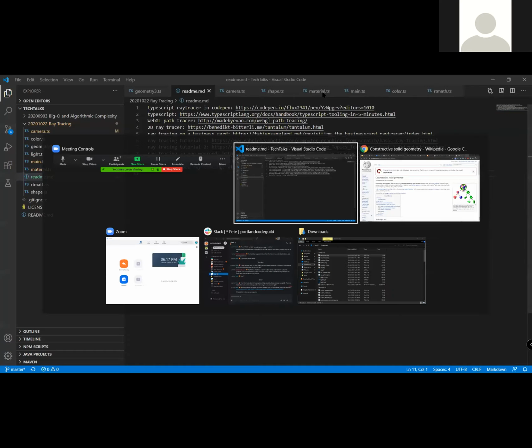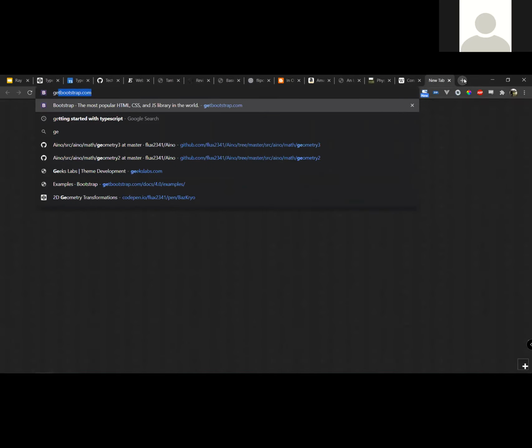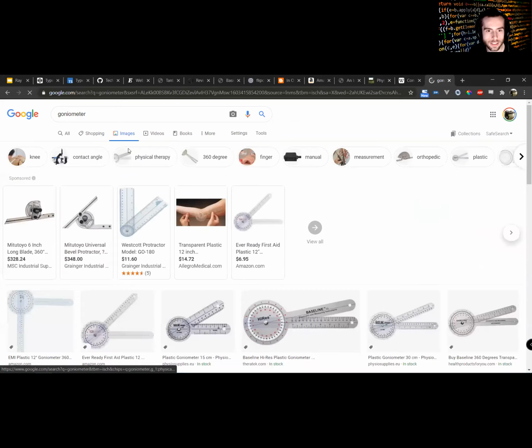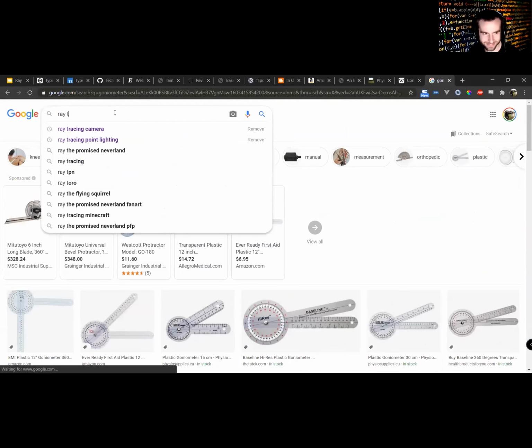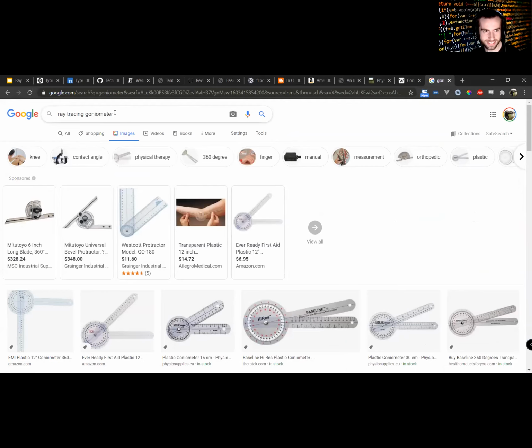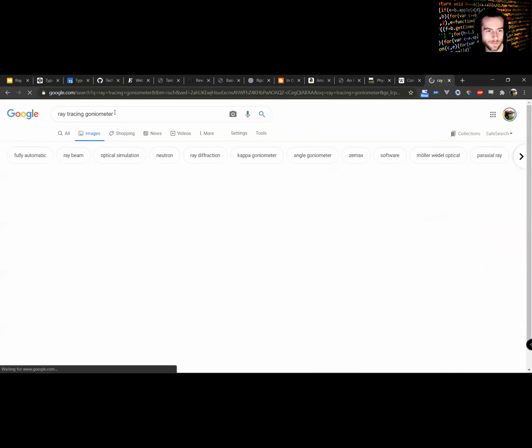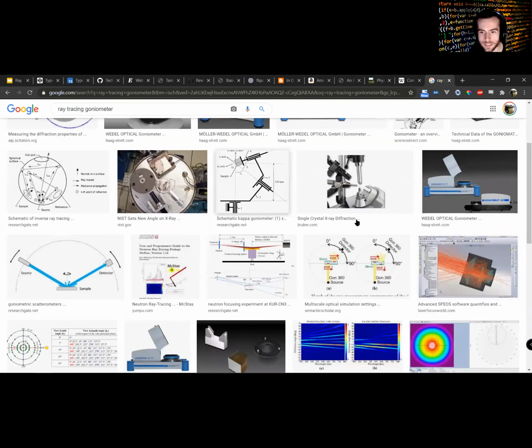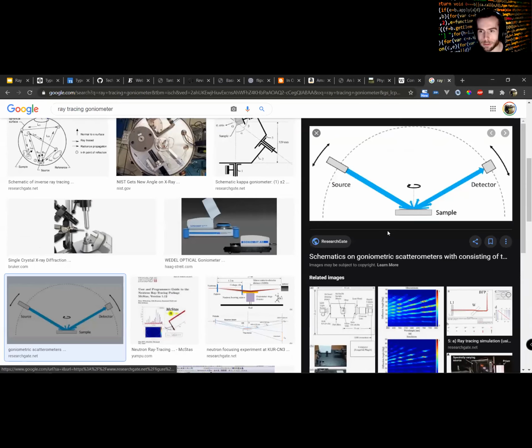Let me share my screen again. Goniometer. Glad I spelled it correctly. That's not it. Come on, that's what it is. Where's a better graphic? Oh man, here, that's probably the best graphic.